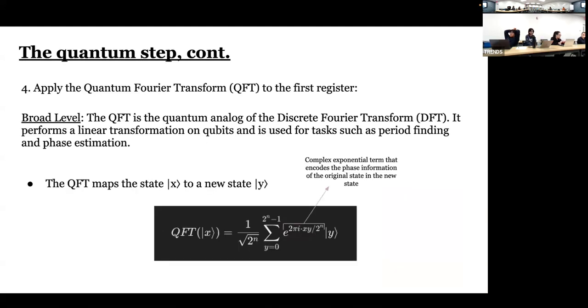Then we apply the quantum Fourier transform, which is the quantum analog of the discrete Fourier transform. It performs a linear transformation on qubits and is used for tasks such as period finding and phase estimation. What the QFT does is that it maps the state x to a new state y, and this is the equation for it. And this whole lot of exponents, this complex exponential term, is what encodes the phase information of the original state and the new state.